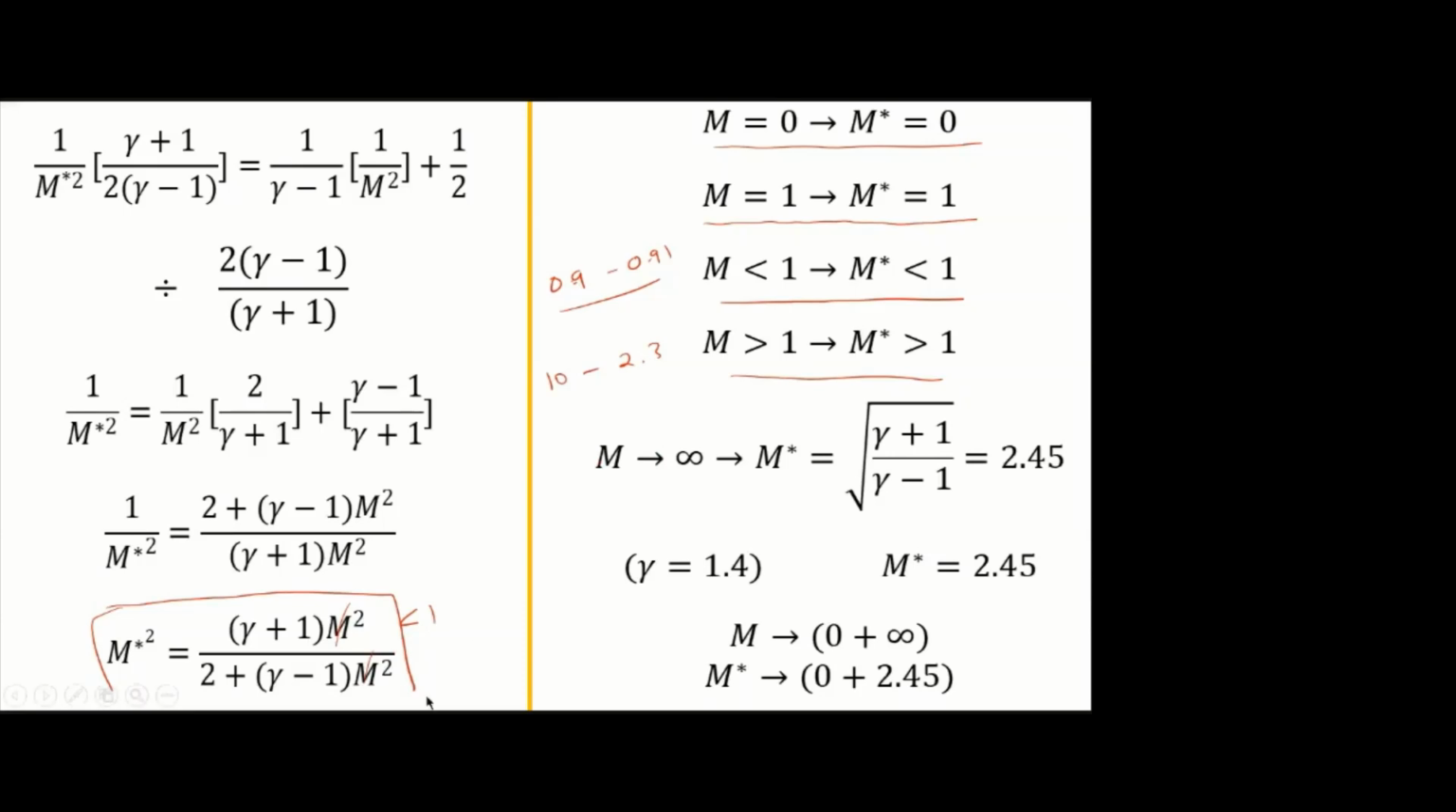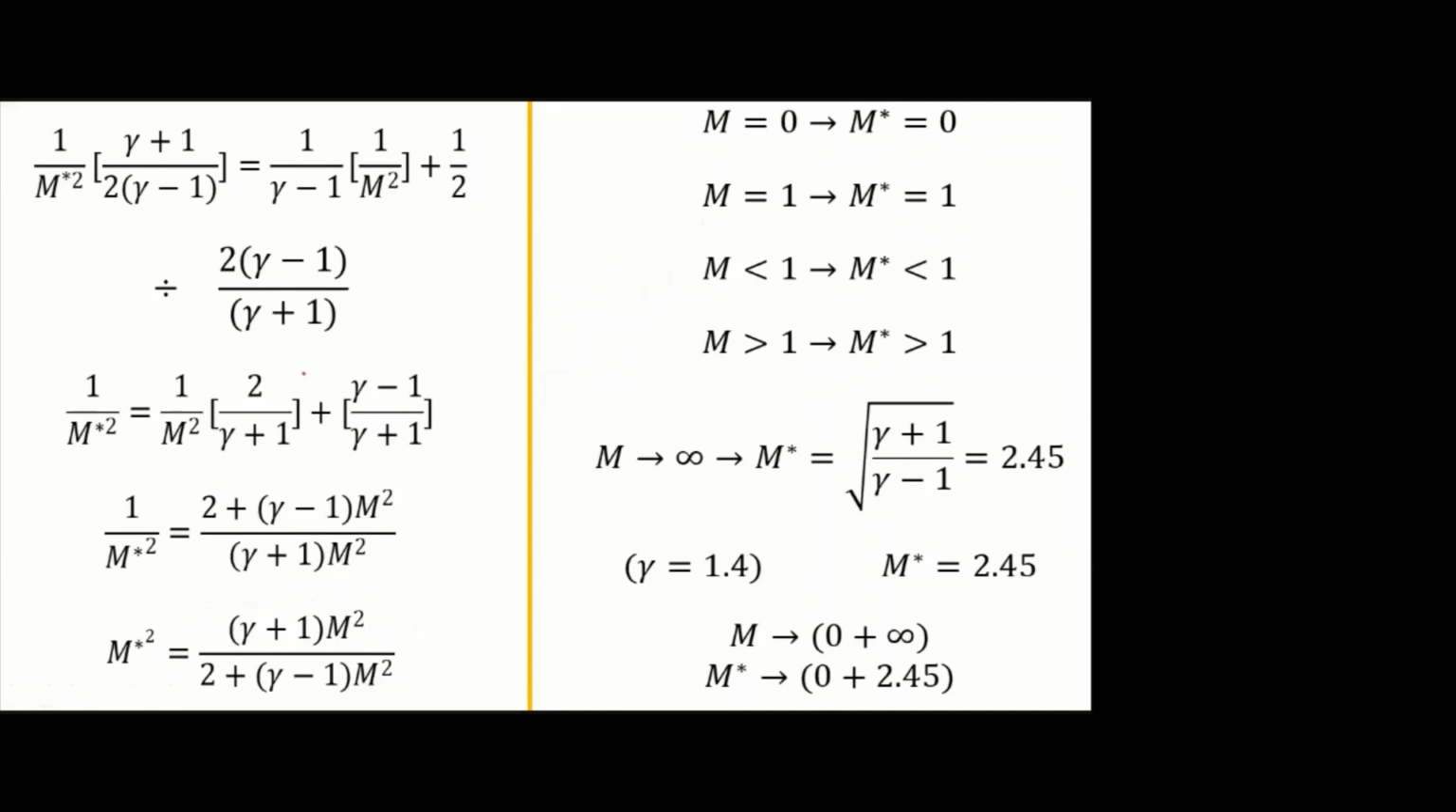Then finally, for M equal to infinity, if you substitute infinity here and here, it will be an indeterminate form, so this cannot be solved. But here they are doing some other simplification. Instead of M, they are substituting infinity. If this term is infinity, then this 2 is negligible. So the remaining term you have is gamma plus 1 into infinity divided by gamma minus 1 into infinity. Is that clear?